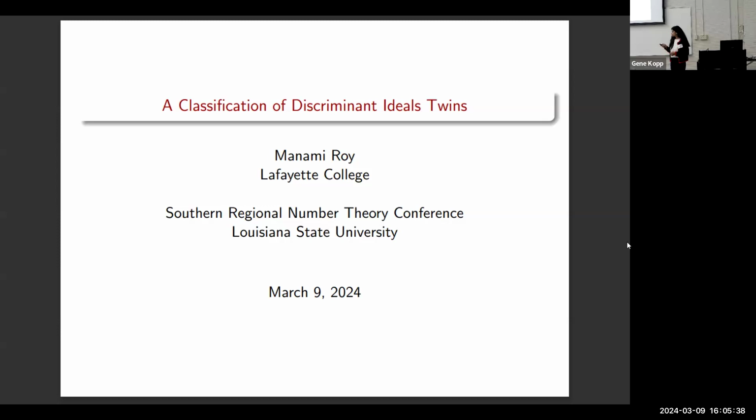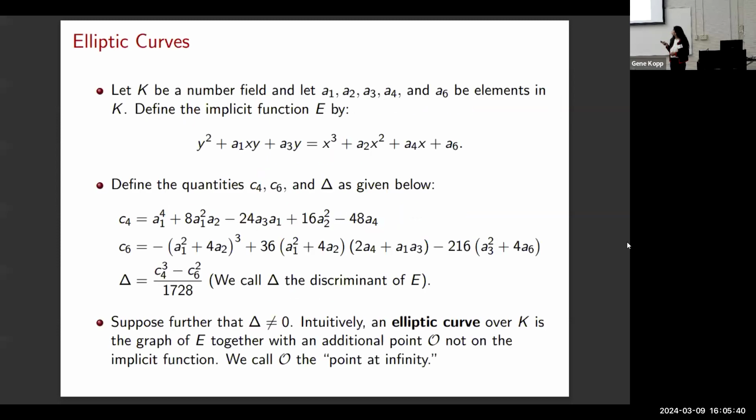Okay, so let's get into it. It's a talk about elliptic curves. I know we had two talks in a row about representation theory, and you would be expecting discriminant ideal twins to be about representation theory. It's not. It's about elliptic curves. So let me get started with elliptic curves.